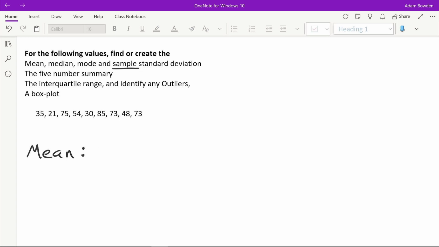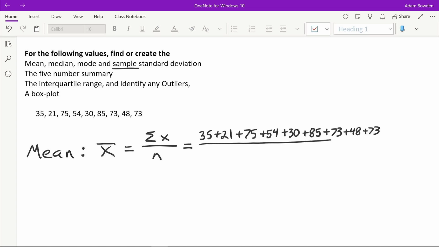Basically the same calculation we might go through for a population mean, but the idea is, did we use the X bar notation for sample mean? That's the sum of all the values divided by the number of values in total. So we add up all the numbers together divided by the total number of values, and there are 9 values here. So if we do that calculation, we come out with approximately, rounded to the nearest tenth, 54.9.